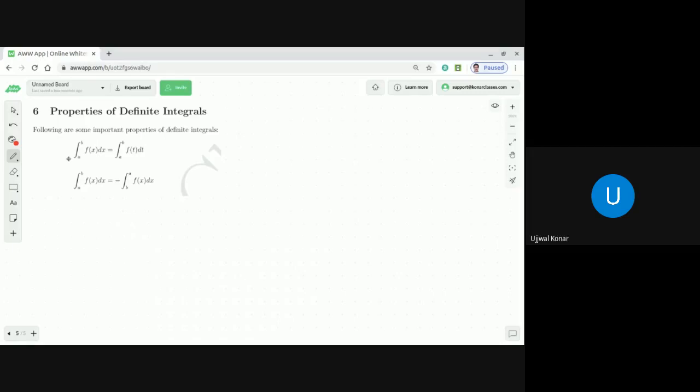First one is that integration a to b f(x) dx is equal to integration a to b f(t) dt. Obviously, here only the variable is changing from x to t. Now, second one is that integration a to b f(x) dx is equal to minus of integration b to a f(x) dx. I hope you're getting the point.